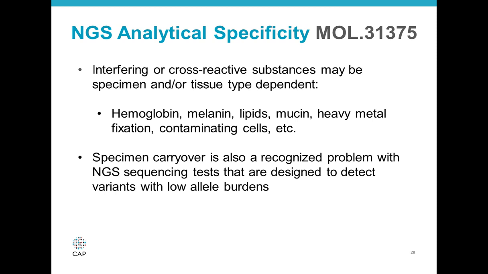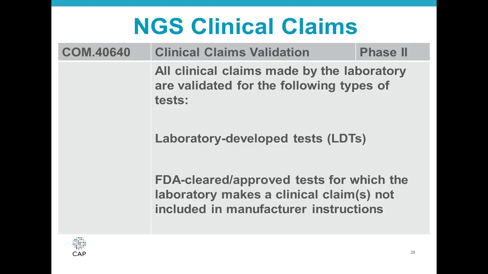We know that interfering or cross-reactive substances might be specimen or tissue type dependent, such as the hemoglobin that's present in blood specimens, melanin that might be associated with melanoma samples, or other substances that may be associated with some samples such as lipids, mucin, heavy metals in fixation methods, or even contaminating cells. Specimen carryover can also be a problem with next-generation sequencing-based tests, especially those that are designed to detect variants with low allele frequencies.